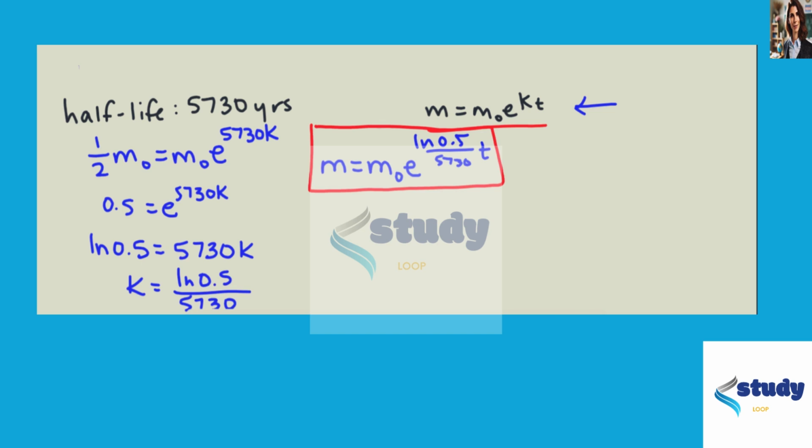So now we know that the sample of parchment had 74% of the normal amount of carbon-14 in a living plant. And so 74% would be 0.74 times m naught is the amount that's in there. So we can substitute that in for m, and we'll solve for the time. 0.74 m naught equals m naught times e to the natural log of 0.5 over 5,730 times t.